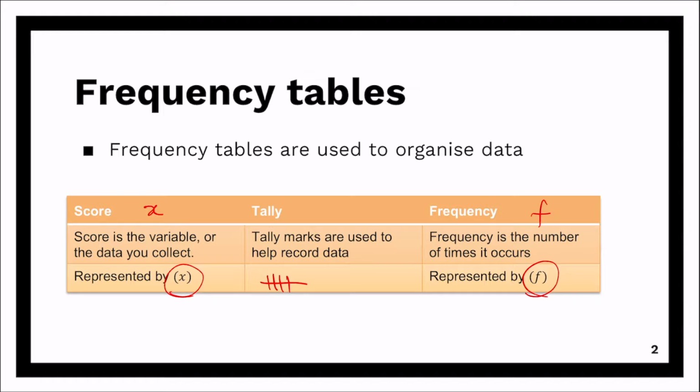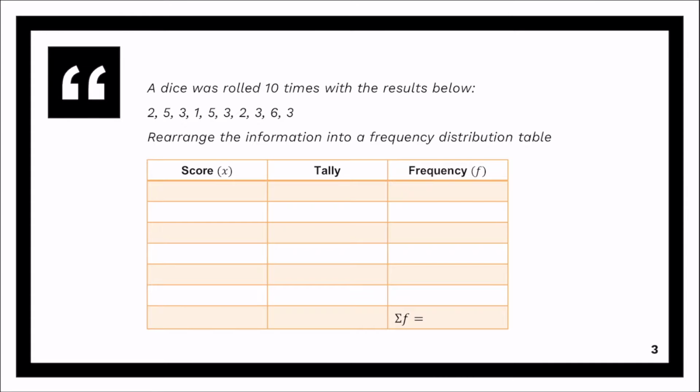Now let's do an example. A dice was rolled 10 times with the results below. We need to rearrange the information into a frequency distribution table. Now there are a couple of rules to this. First thing we've got to do is we've got to find the lowest number, which is 1. So we're going to start with that.